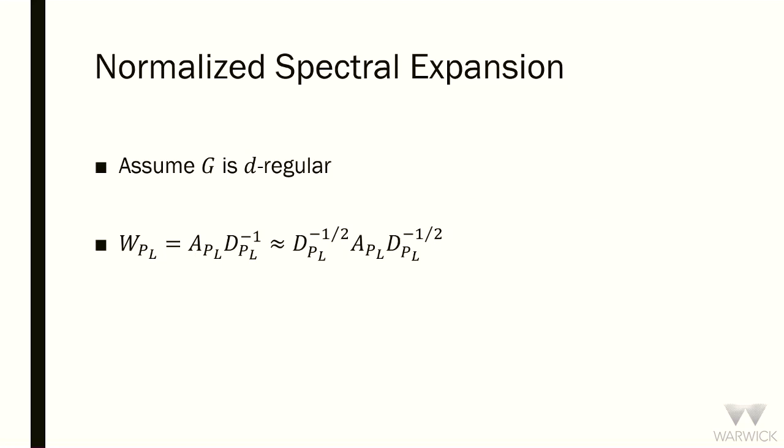Okay, in order to talk about the normalized spectral expansion, I'll have to assume that my base graph was d-regular. Everything I said so far doesn't assume that the base graph was regular. For the normalized spectral expansion, I'll need to assume that the base graph is regular. And the random walk matrix is just the adjacency matrix times the inverse degree matrix, which is similar to a symmetric matrix, so it has a basis of eigenvectors.